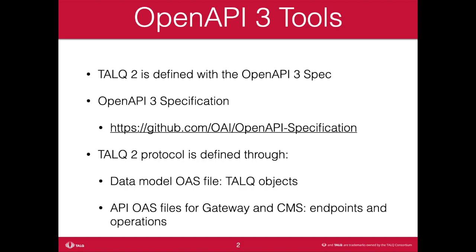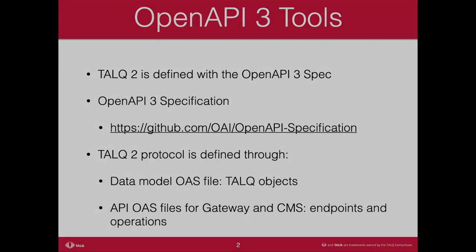In TALQ, the whole protocol is described using OAS 3.0 format through three different files. A data model OAS file, where you can find all the TALQ objects defined, such as the device, function, calendar, control program, group, etc. And two OAS files for describing the gateway and CMS APIs. In these files, all the endpoints and operations of the TALQ RESTful APIs are described. So for instance, you will find all the typical RESTful operations, the GET, POST, DELETE requests, that can be sent to the /devices endpoint of a gateway or CMS server.